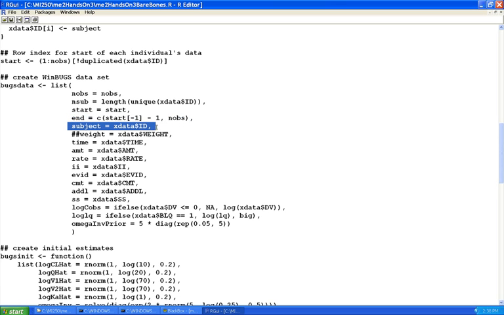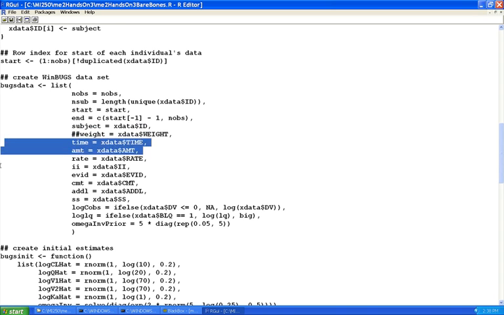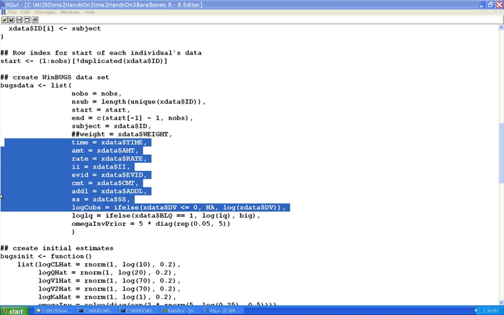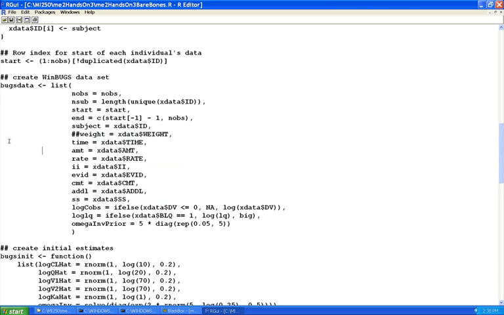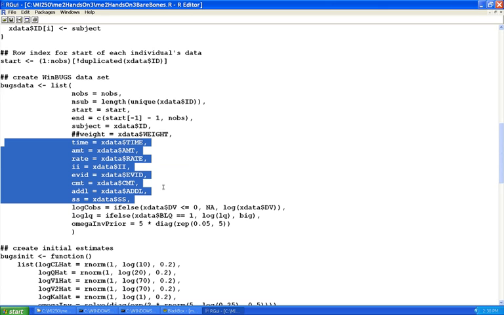We've got our subject identifier in here. Recall, I'm going to ignore weight for now, so I commented that out. And then you can see we've got all the usual NONMEM-ish elements here, right down to here for now. So that's all of our NONMEM elements, and you can see all I do here is just grab the corresponding column from our data set. So if things are already in a NONMEM data set, that process is pretty easy.